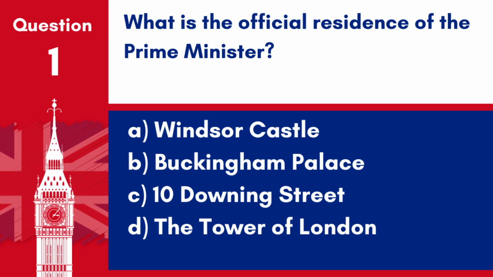Question 1. What is the official residence of the Prime Minister? A. Windsor Castle. B. Buckingham Palace. C. 10 Downing Street. D. The Tower of London. Answer. C. 10 Downing Street. The official residence of the Prime Minister of the United Kingdom is 10 Downing Street.